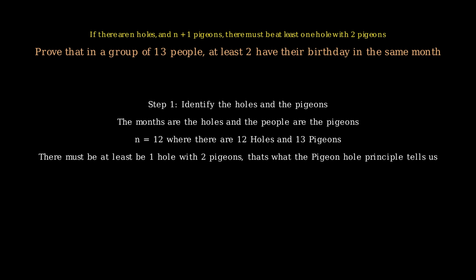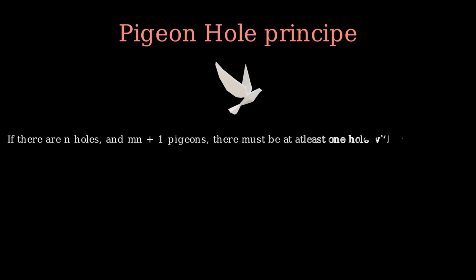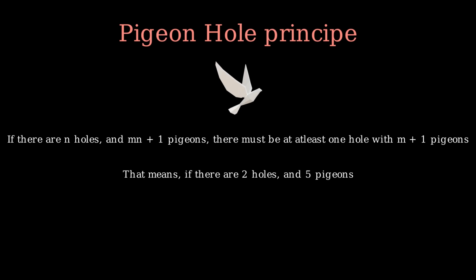Let's jump into the actual pigeonhole principle, which is more generalized. A more generalized version of the pigeonhole principle goes, if there are n holes and m plus 1 pigeons, there must be at least one hole with m plus 1 pigeons. That means that if there are 2 holes and 5 pigeons, there must be one hole with 3 pigeons. Let's visualize this for a second.